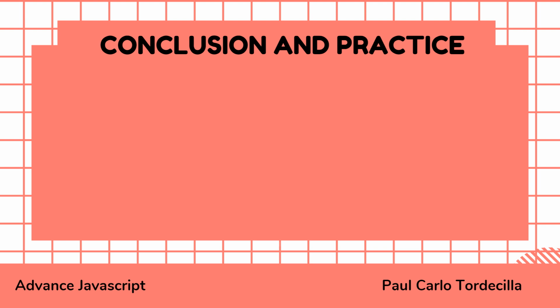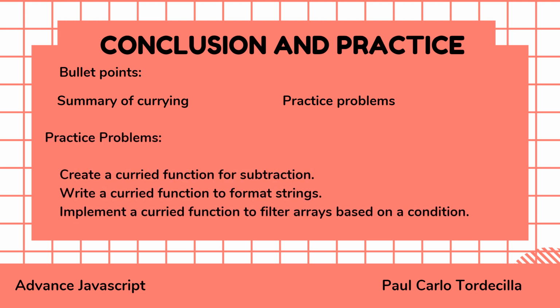To wrap up, currying is a powerful technique in functional programming that can make your JavaScript code more flexible and modular. We covered the basic advantages and some practical examples. Now, it's your turn to practice: create a curried function for different scenarios to reinforce what you've learned. Thank you.